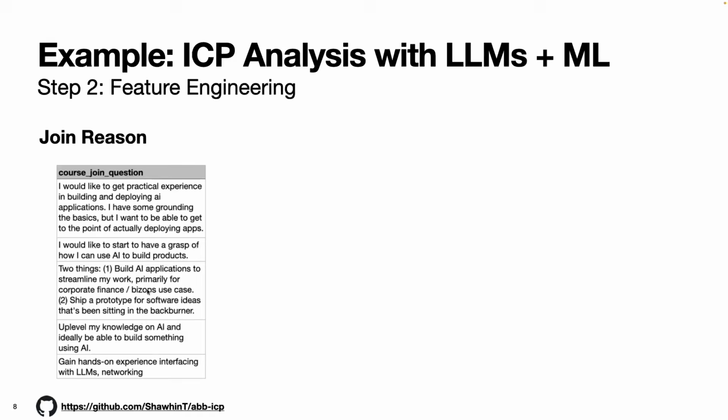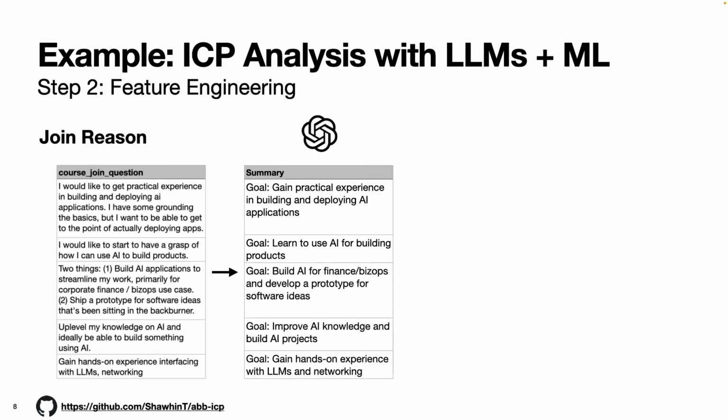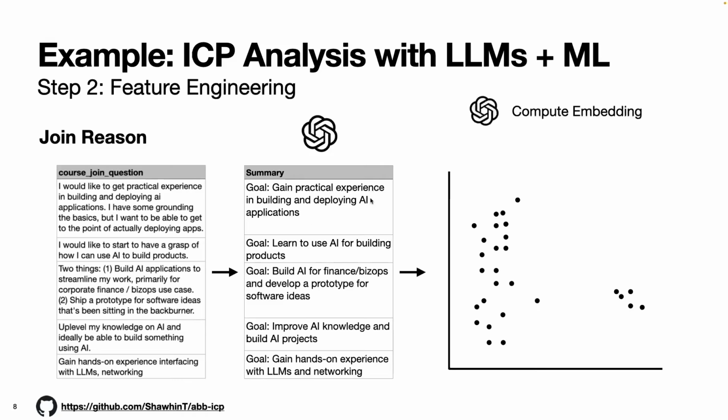But the thing is, we need to turn this into a numerical representation so we can train the logistic regression model, because the logistic regression model can't work with text directly. The way I did that is in a few steps. The first thing I did is I gave all the join reasons to ChatGPT to summarize, to basically put into a standard format. And the reason I did this is because the next step is I passed the summaries to OpenAI's embedding model. So I tried it without the summaries and with the summaries, and I feel like with the summaries gave me more reliable results.